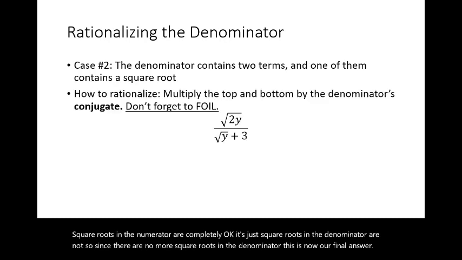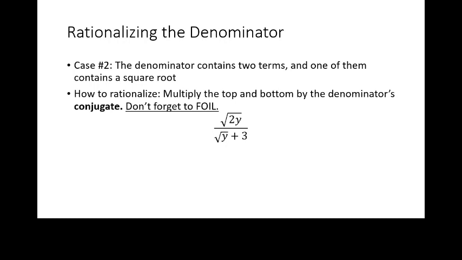Now, for case number 2, you have more than just the square root in the denominator. So for case number 2, the denominator contains two terms that are added or subtracted, and one, or maybe both, but at least one of them contains a square root. So here's how to rationalize. We are going to multiply both the top and the bottom by the denominator's conjugate.